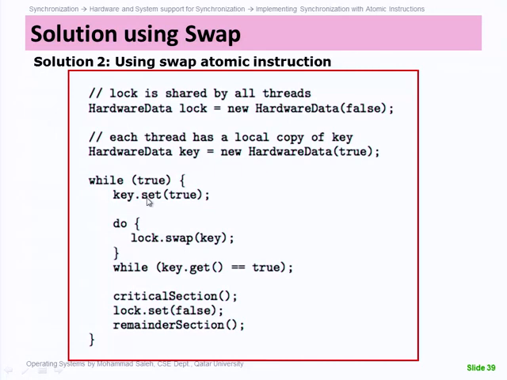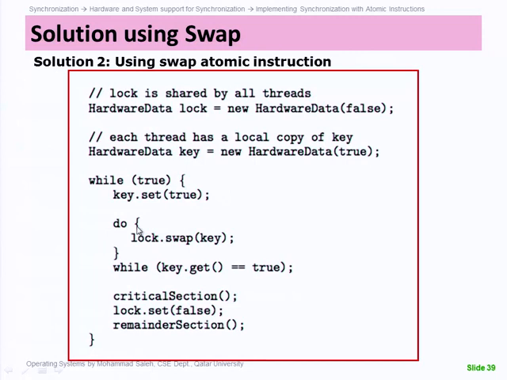Now, what we need to do is continuously, while we're trying, because it might not work the first time, try to get the lock. And then continuously, we need to make sure that our intention is set to true in the key that we are using to swap. So that's why we have key.set true. Even though at the very beginning we initialized it as true when we created it, it might change now.